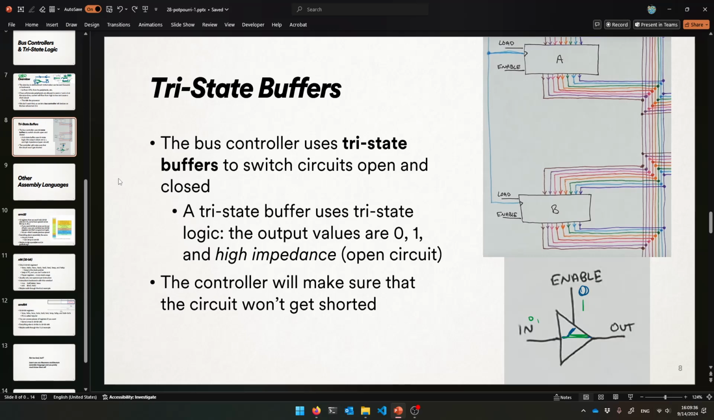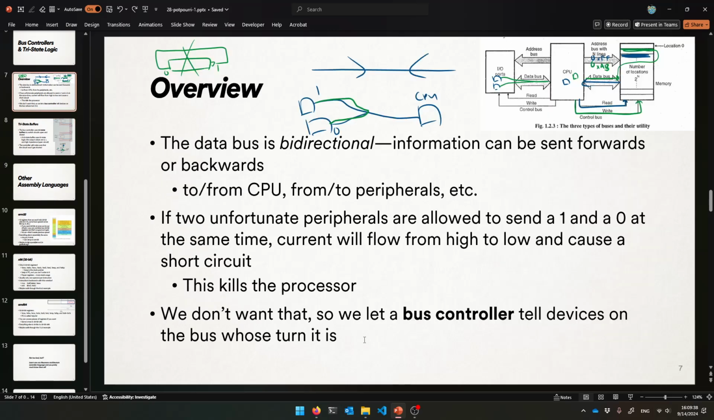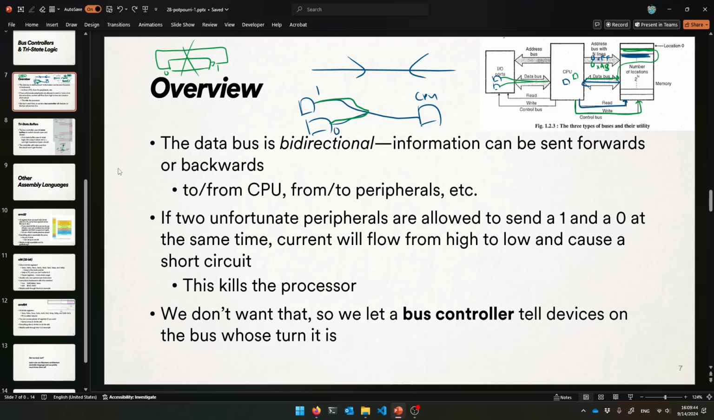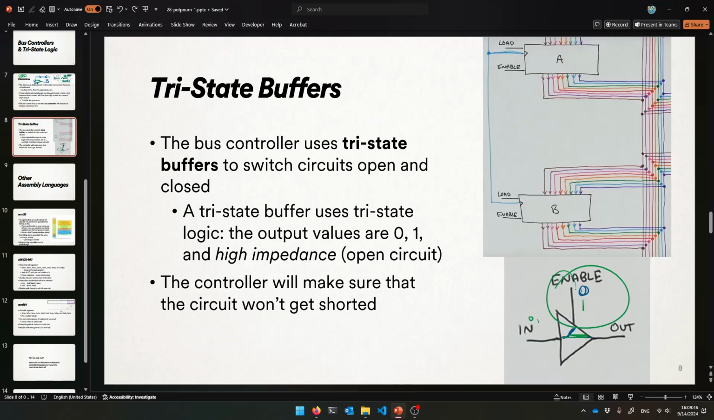All right, so that's what a tri-state buffer is all about. And it's the job of the bus controller, which is in the CPU somewhere, telling everybody who gets to do what. They're setting these enable bits along each wire that is the data bus, okay? So yeah, I hope that makes sense. So everybody has one of these, and that's the idea, all right?